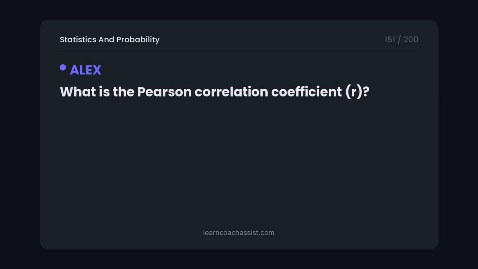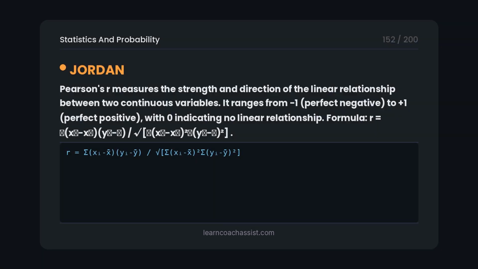What is the Pearson correlation coefficient, r? Pearson's r measures the strength and direction of the linear relationship between two continuous variables. It ranges from -1, perfect negative, to +1, perfect positive, with 0 indicating no linear relationship. Formula: r equals Σ(x - x̄)(y - ȳ) divided by the square root of Σ(x - x̄)² Σ(y - ȳ)².